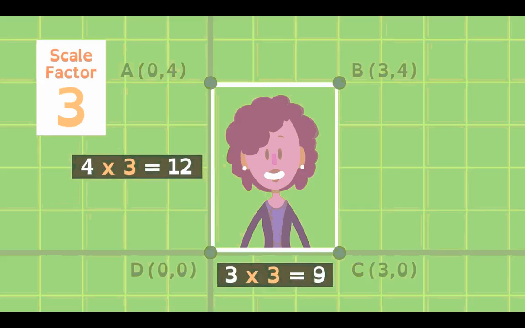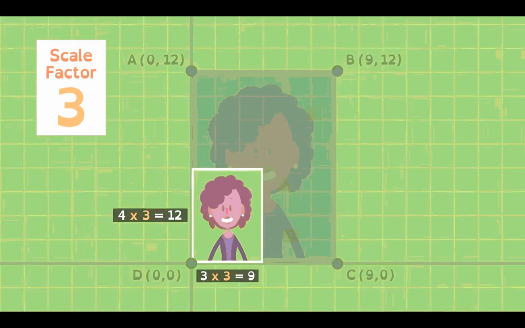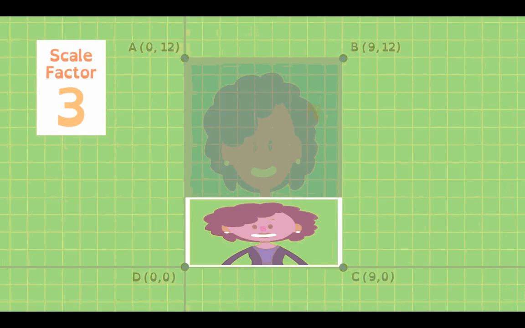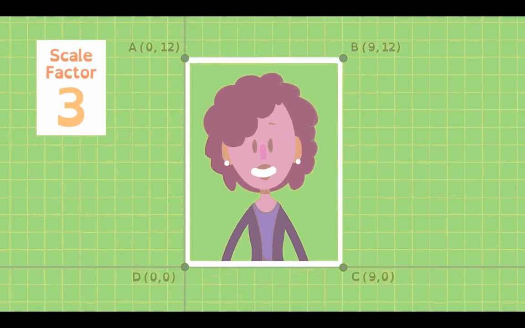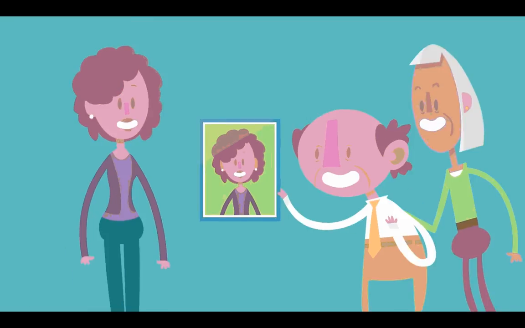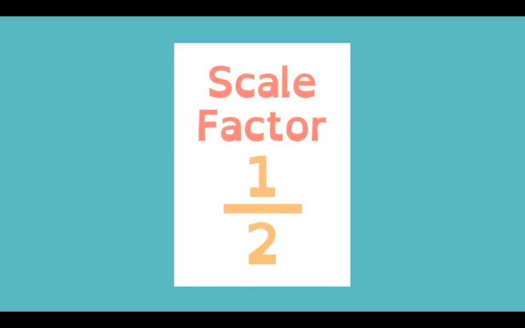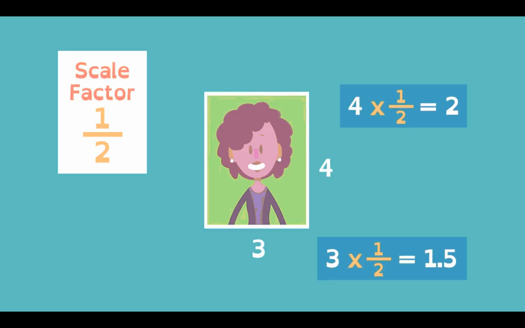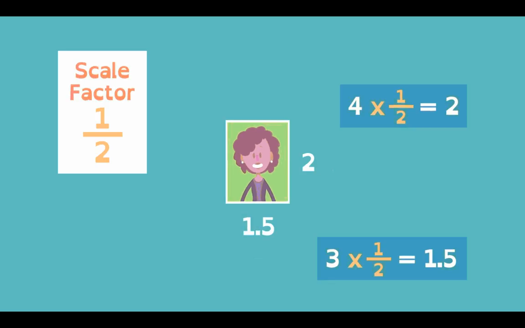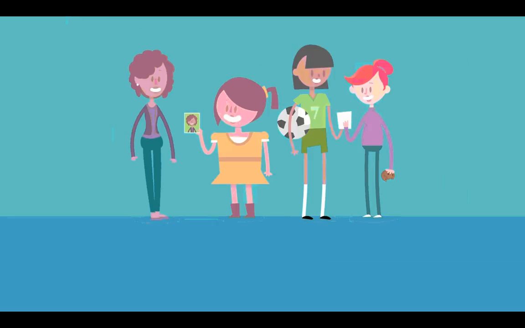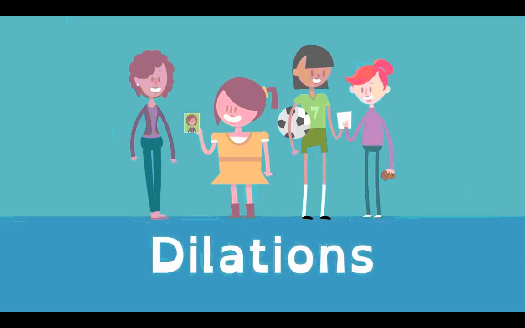Multiplied by a scale factor of 3, the horizontal difference becomes 9, and the vertical distance becomes 12, stretching the shape 9 units to the right of the center of dilation and 12 units up. Nice portrait, Kate. Grandma and Grandpa are so proud. If the scale factor is 1/2, the original dimensions are multiplied by 1/2. The dimensions of the reduced photo are 1.5 and 2. Different sizes, same proportions, with dilations.